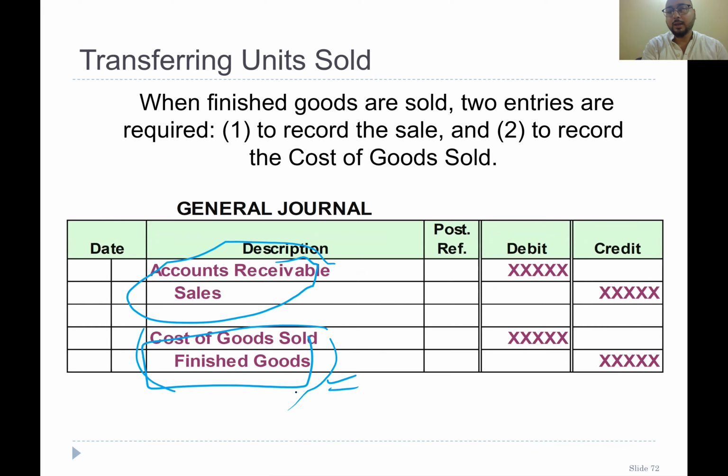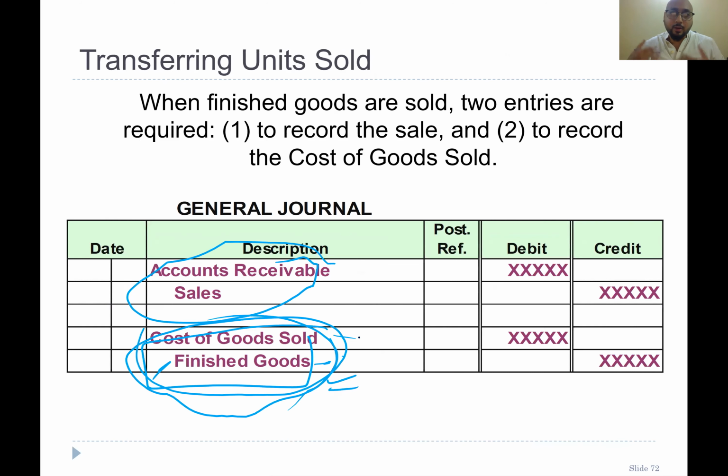So that's why we create cost of goods sold. Cost of goods sold is our expense. So cost of goods sold expense increase, debit; asset decrease, finished goods, credit. So cost of goods sold to finished goods, right?